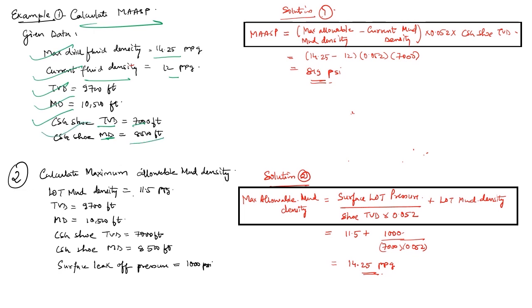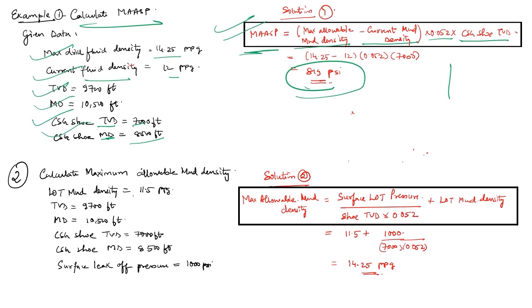Now this is the formula. While discussing my theory session, I had discussed the formula of MASP or maximum allowable annular surface pressure, which will be equal to the maximum allowable mud density minus my current mud density into 0.052 into the casing shoe depth. On placing the values, I will get my MASP as 819 psi.